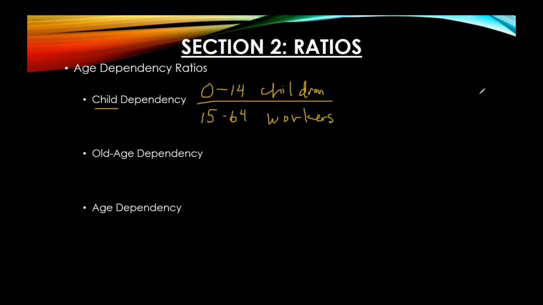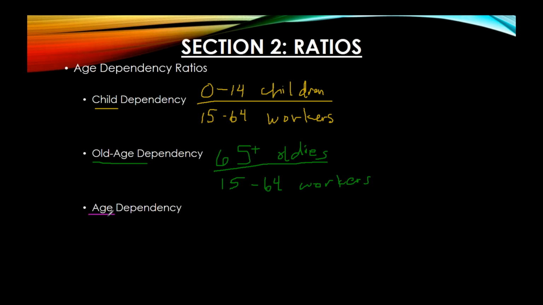Okay. Now, old age dependency, it's all about the wording. Old age, we're talking about old people. Well, the old people are 65 and above. We call these the oldies. But because it's a dependency ratio, you are still comparing to the working class. Any dependency ratio compares to the workers, and the workers are always 15 to 64. No matter how you think about this, the workers are always 15 to 64.